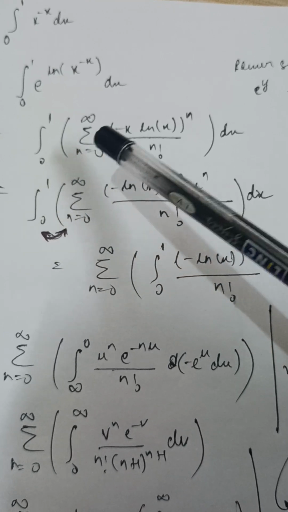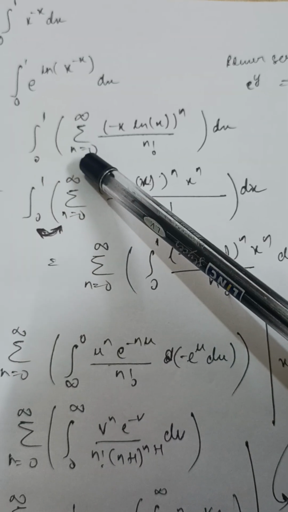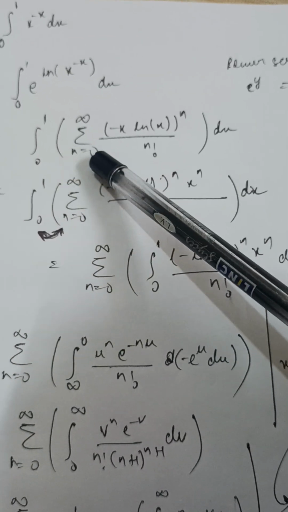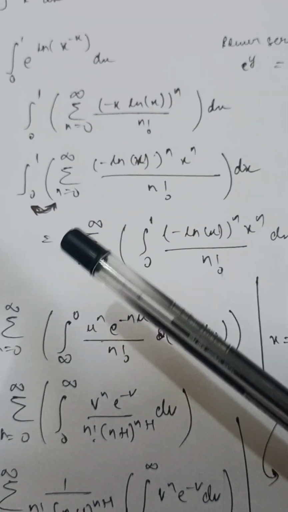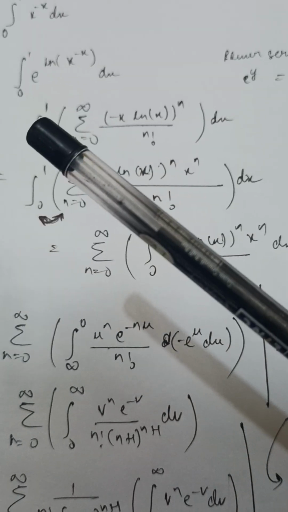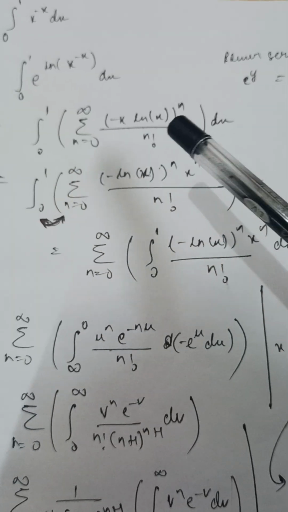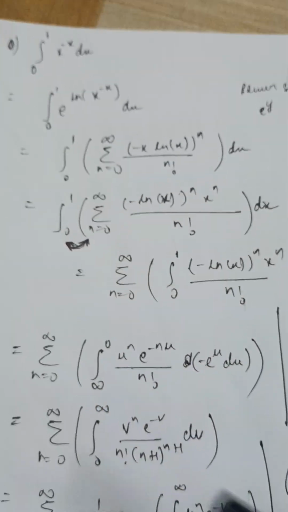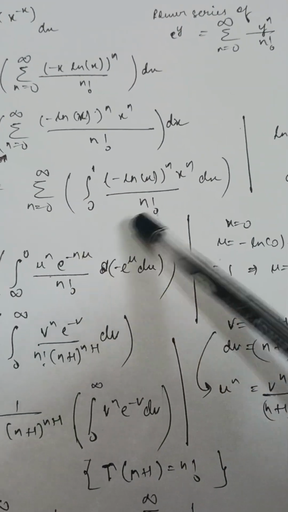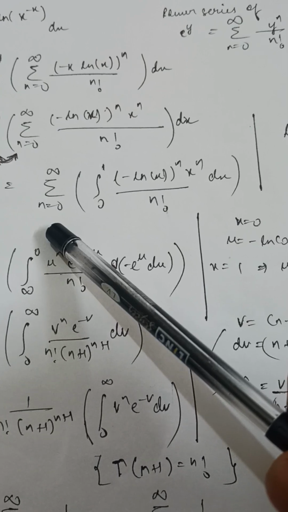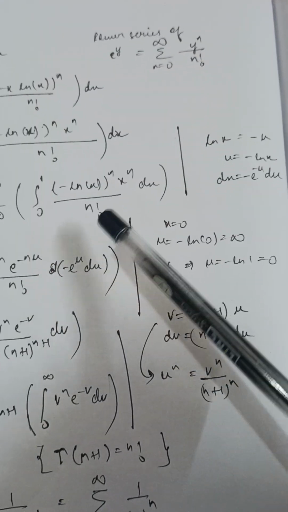You can see that this summation depends on n, varying from 0, and this is dx. So we can interchange the summation to the outside of the integration because n is not related to x in any manner. So I am taking the summation out of the integration, and also taking x to the power n out of the bracket, keeping the minus ln x intact. After that it will look like this, with the summation outside the integral and the integral inside.